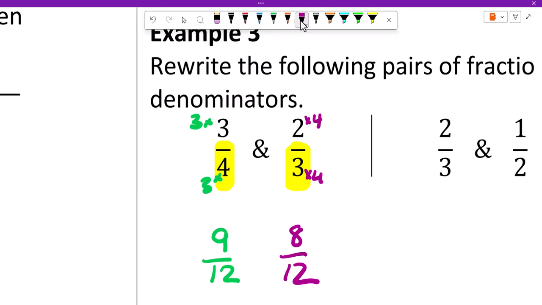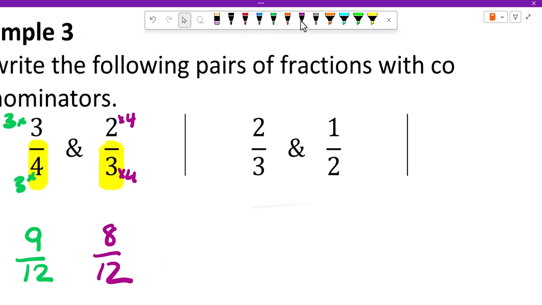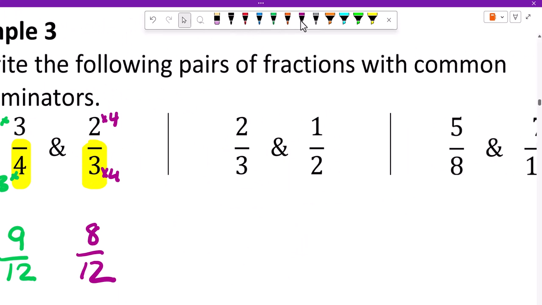Okay. Now William says, hey, can't I just multiply by the opposite denominator? Yes, you can. That will get you a common denominator 100% of the time, but it may not be the lowest one. So if you're stuck, you can always take the opposite denominator. Here's a 3. I'm going to multiply this one by 2, and I end up with 4 over 6.